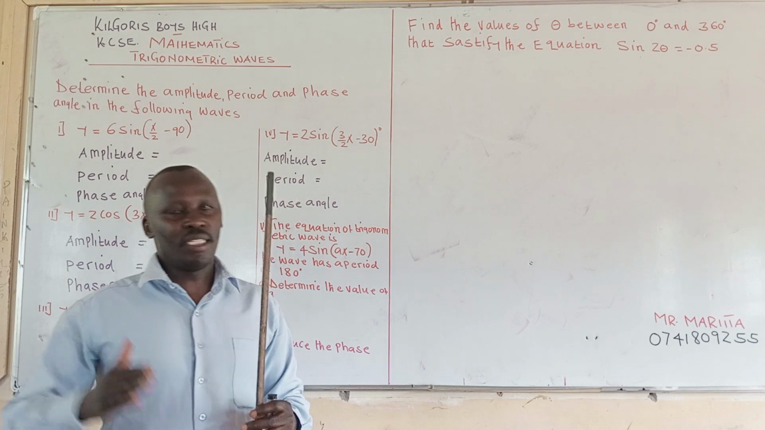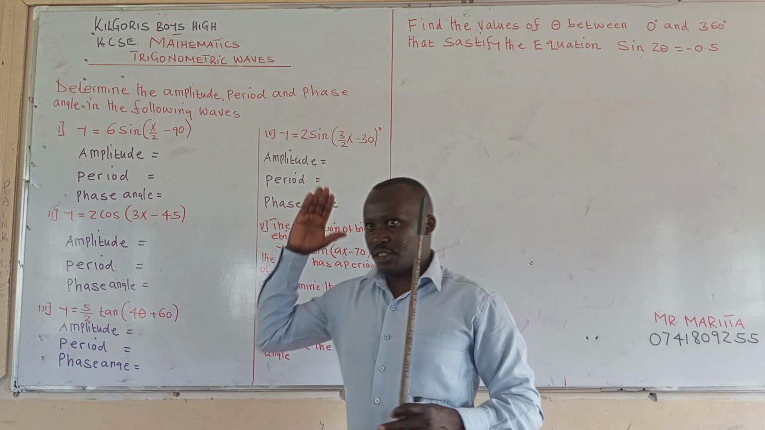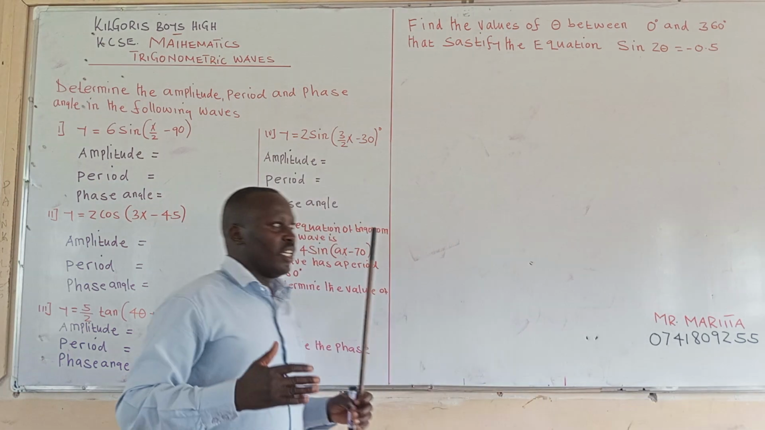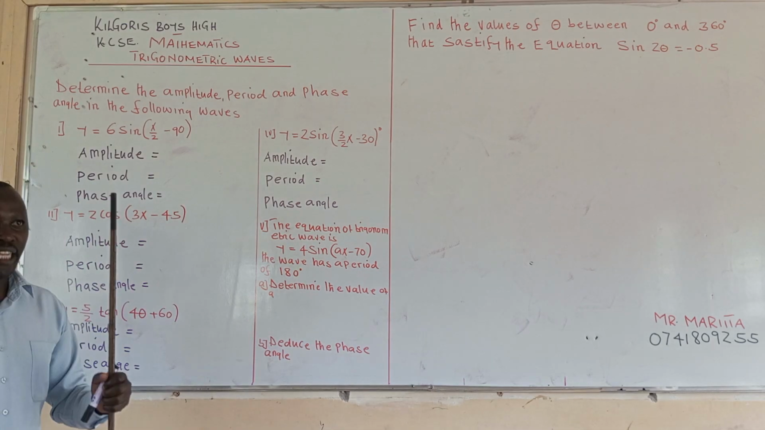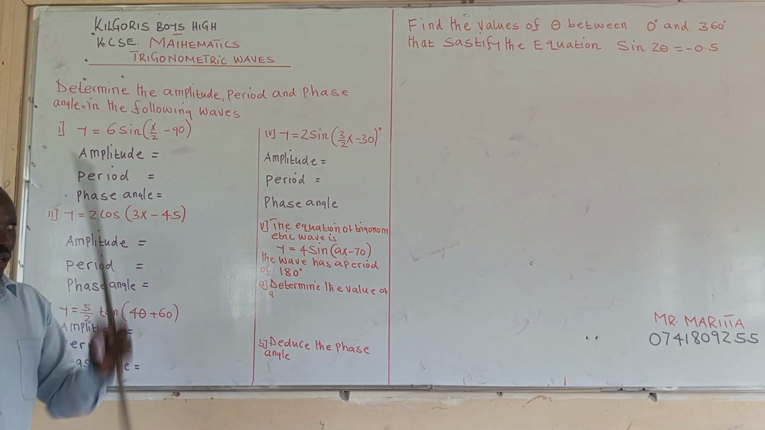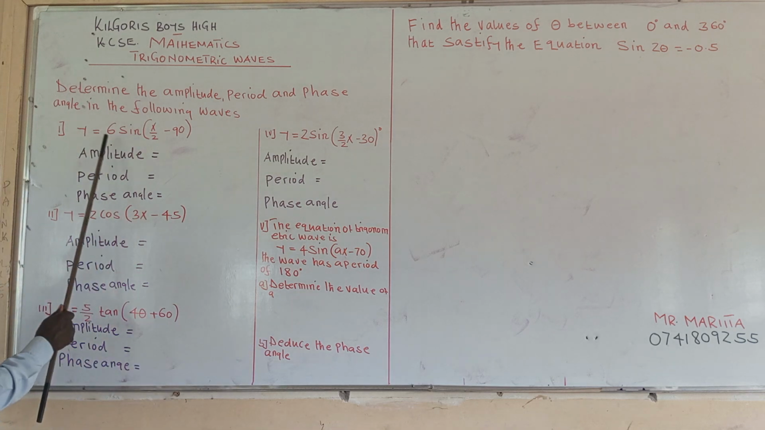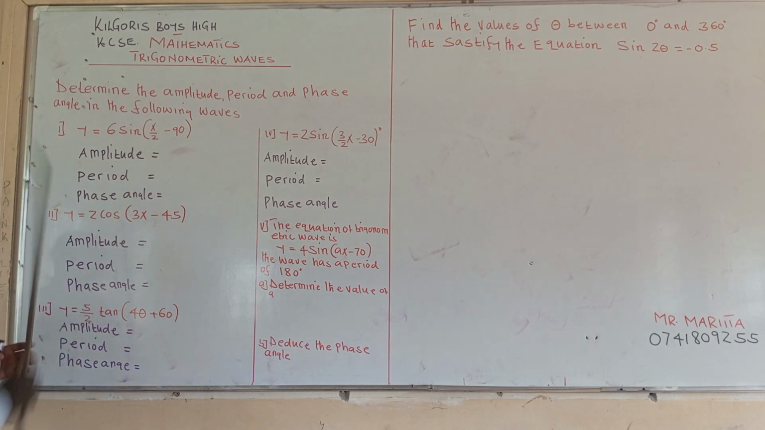Today we are looking at KCSE Mathematics Revision: trigonometric waves. We are going to see the simplest method of solving any trigonometric wave. I have the first wave, y is equals to 6 sine half x minus 90.